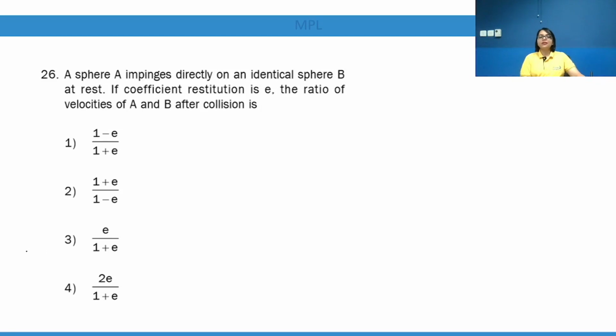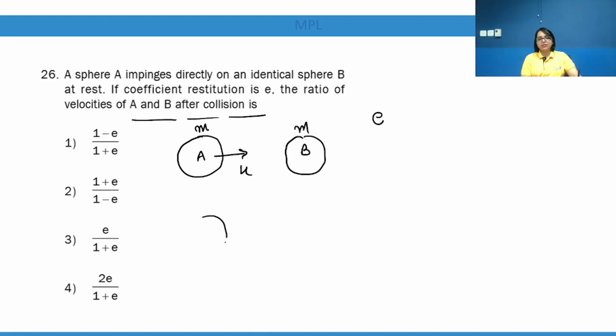Question number 26. A sphere A impinges directly on the identical sphere B at rest. So basically, we have a sphere of mass m and we have another sphere B of mass m, and let's say it is moving with velocity u. It directly collides with this identical sphere and the coefficient of restitution is e. Then the ratio of velocities of A and B after collision will be. So let's say the velocity of A after collision is v1 and the velocity of B after collision is v2, right?